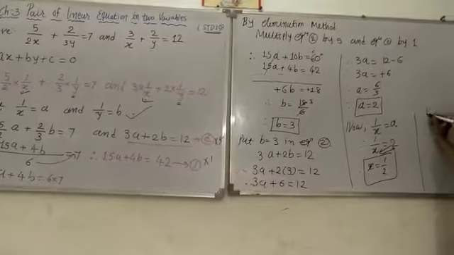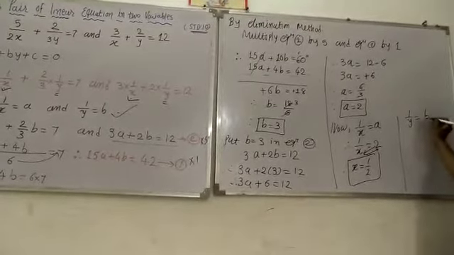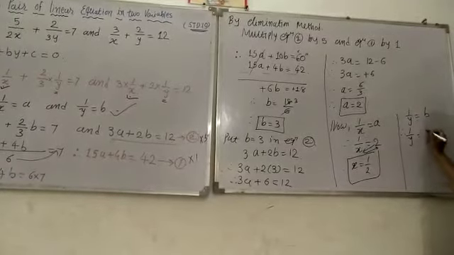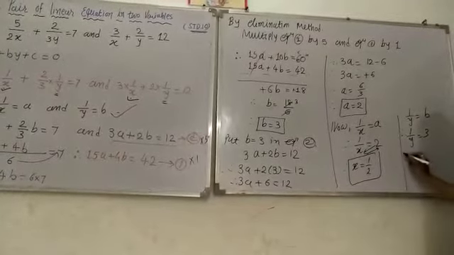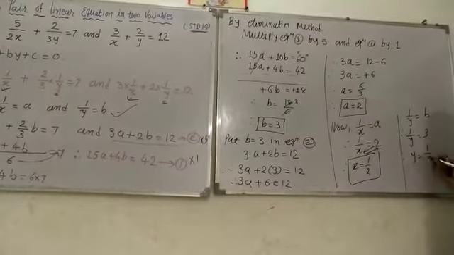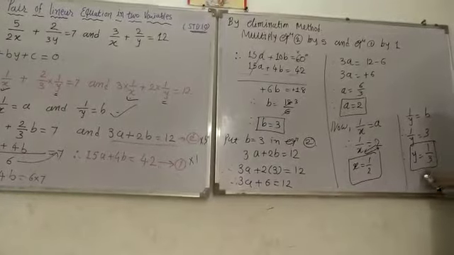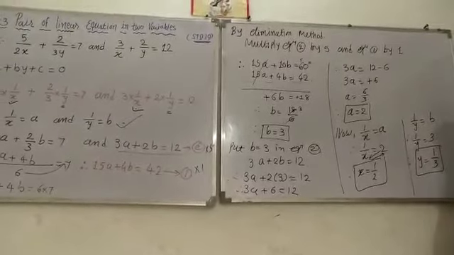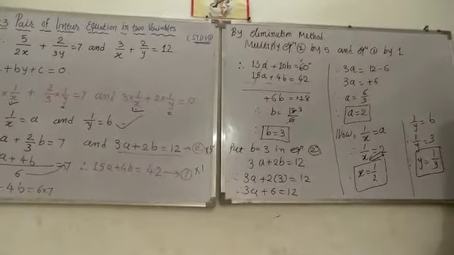Same way, 1 upon y is equal to b. So what is the value of b? b is 3. So 1 upon y is equal to 3. So your y is equal to 1 upon 3. So this is the solution of the given pair of two linear equations. Now we go through the second question.